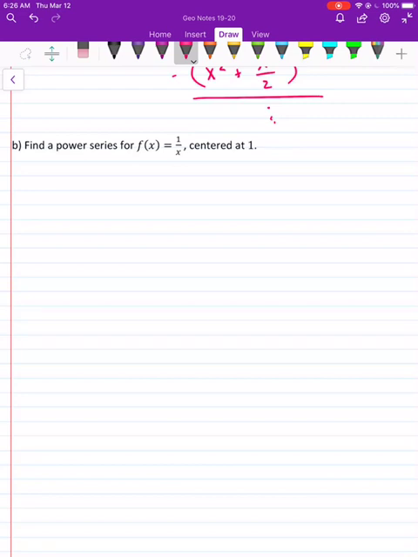All right, so for this one, example B says, find a power series for f of x equals 1 over x centered at 1. Okay, so that's the key. So centering it at 1 is the part that can get a little tricky.